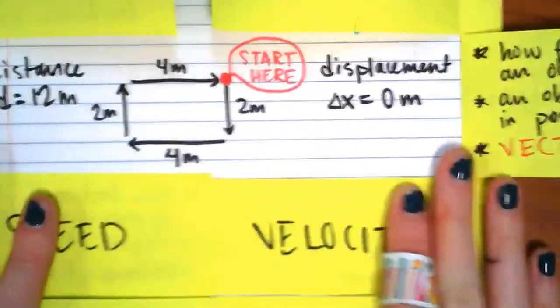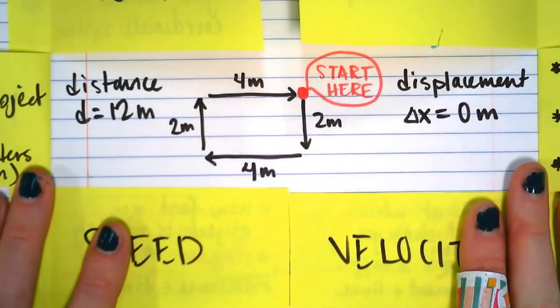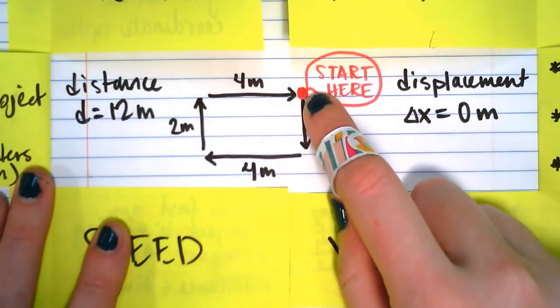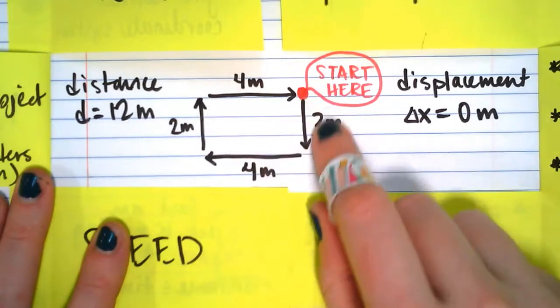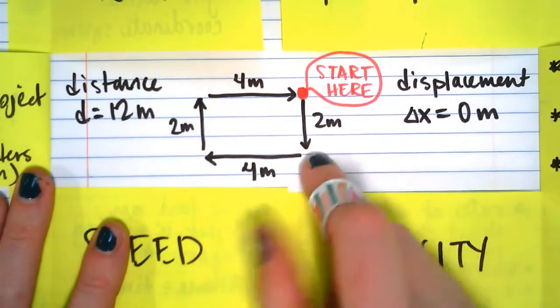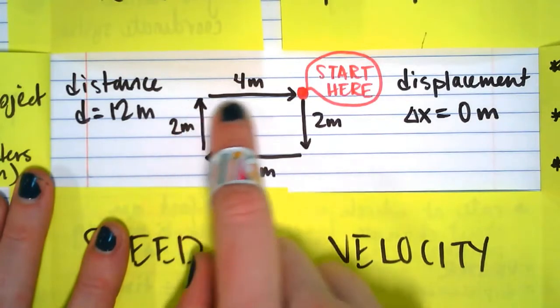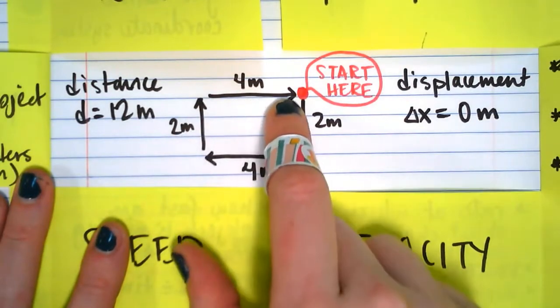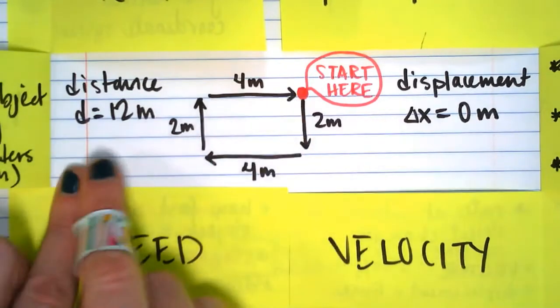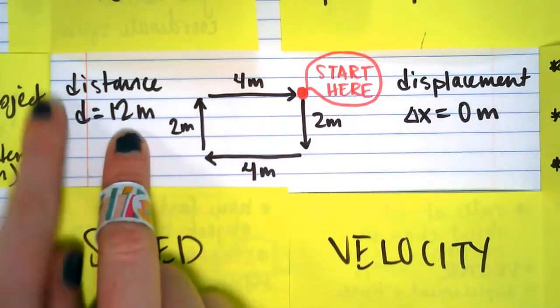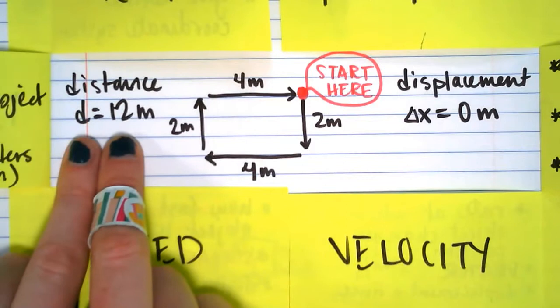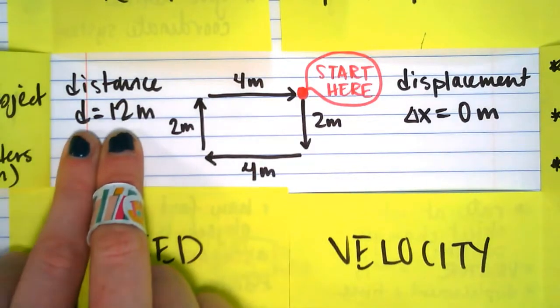Here's an example that compares and contrasts the two. If you were to start here and walk in a rectangular path, first traveling 2 meters downward, then 4 meters to the left, then 2 meters upwards, and then 4 meters to the right, you would end up back where you started. If you were a car driving that distance, or if you were measuring how many steps you took, you would have traveled a total of 12 meters of distance.